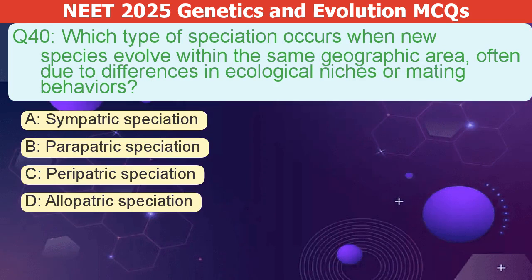Which type of speciation occurs when new species evolve within the same geographic area, often due to differences in ecological niches or mating behaviors? A. Sympatric speciation. B. Parapatric speciation. C. Peripatric speciation. D. Allopatric speciation.